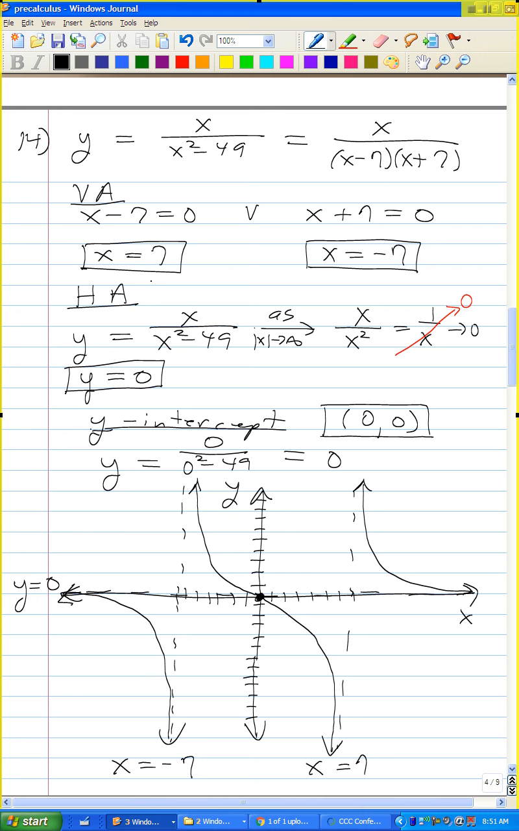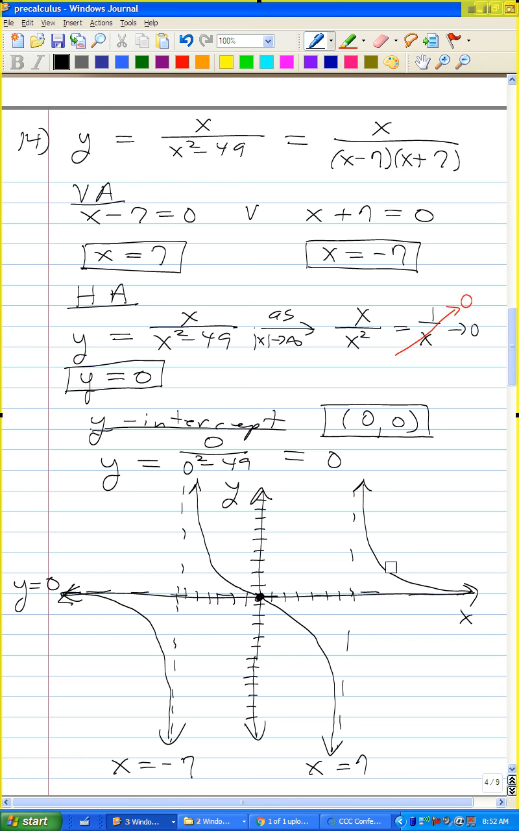Oh, the horizontal asymptote. So I'm looking at very large values of x. If x is very large, then this just looks like 1 over x. But if x goes to infinity, what's 1 over a million? That's pretty small. What's 1 over a billion? That's even smaller. So as x goes to infinity, 1 over x goes to 0.